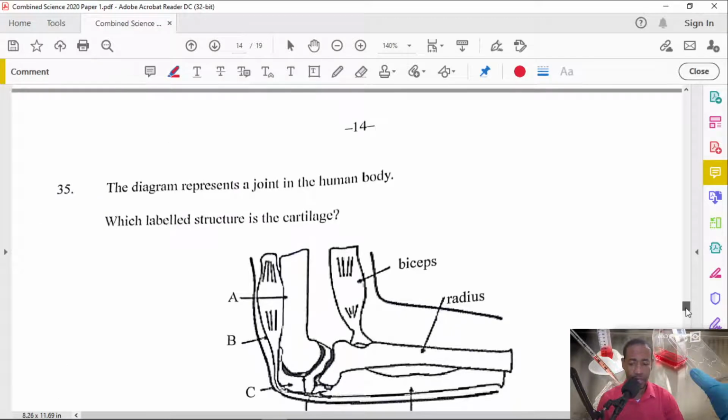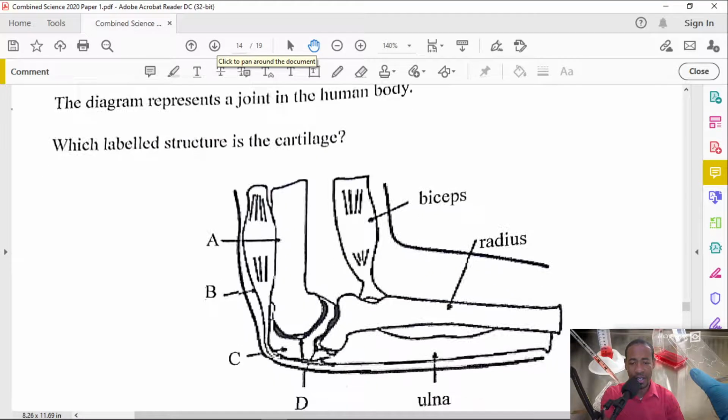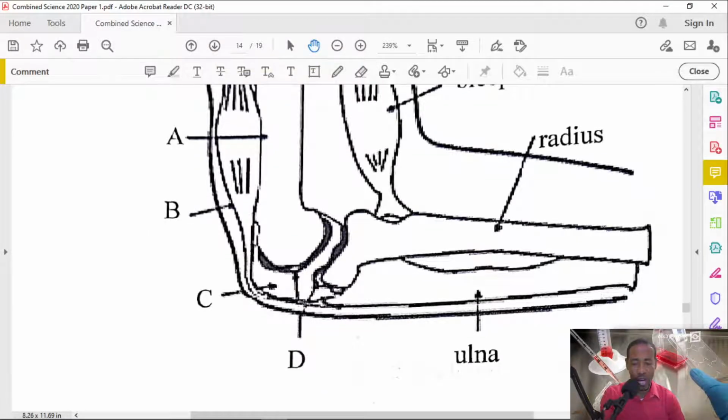All right, so question number 35. A diagram now represents a joint in the human body, which labeled structure is the cartilage? Now, the first thing you need to remember is where cartilage are found. Cartilage, they are found at the ends of bones, right? And so let me zoom into the diagram a little bit. And so if you look carefully, you'd realize that the ends of the bones, the structures here, those will be our cartilage. And so option D is our correct choice.